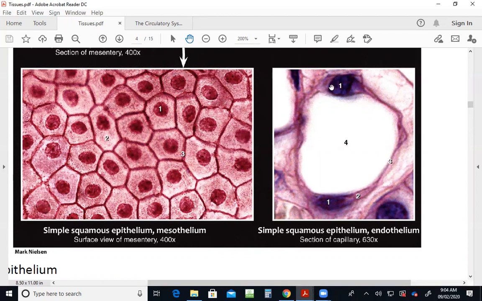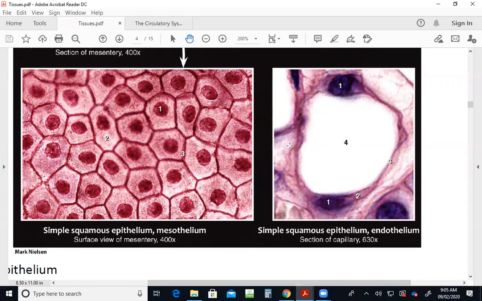Where we can see a very thin layer of cells. It looks like there's probably 2 cells that form this capillary, which is a blood vessel. You can see how thin they really are. It's going to be an easy way for substances to leave and enter our bloodstream.